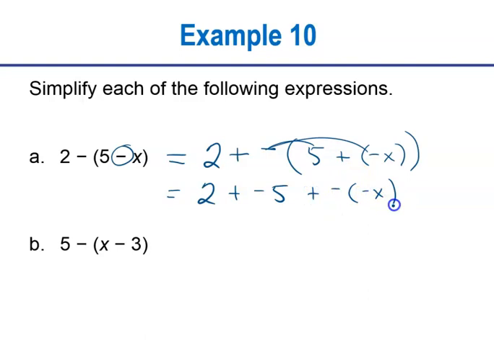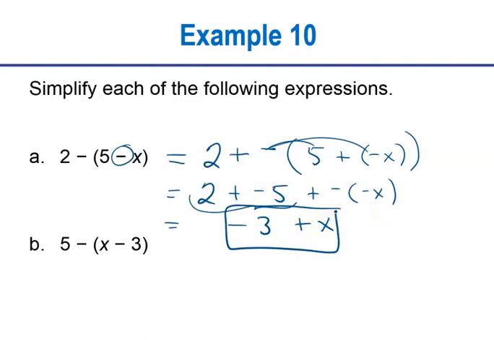That's going to give me, now can I just go ahead and add 2 plus a negative 5? And I argue that we can because we do addition left to right, correct? So 2 plus a negative 5 is negative 3. And then these two opposites here turn into plus x. So we can write that as negative 3 plus x.